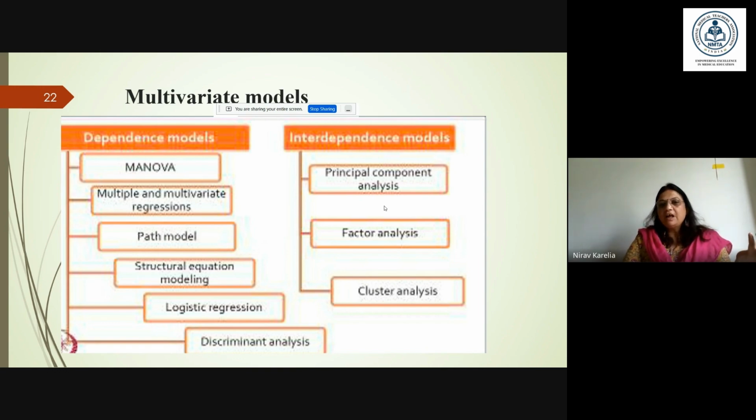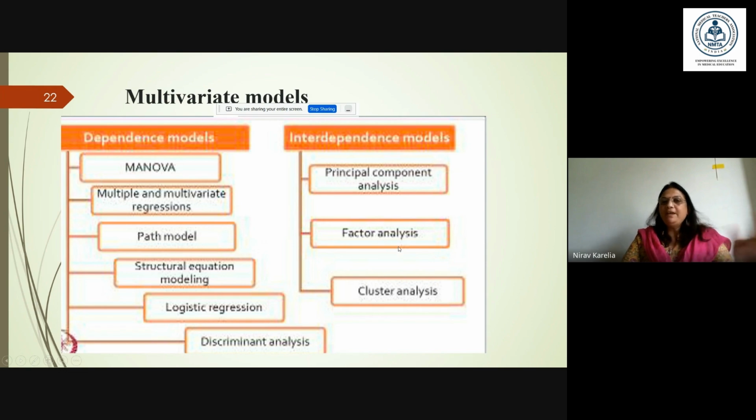Sometimes there is data where you can't label which one is dependent and which is independent. You have no clear idea which variable to put as independent and which as dependent. Even then, if you want to carry out multivariate analysis, you go for principal component analysis, factor analysis, or cluster analysis. Path analysis comes under a subtype.